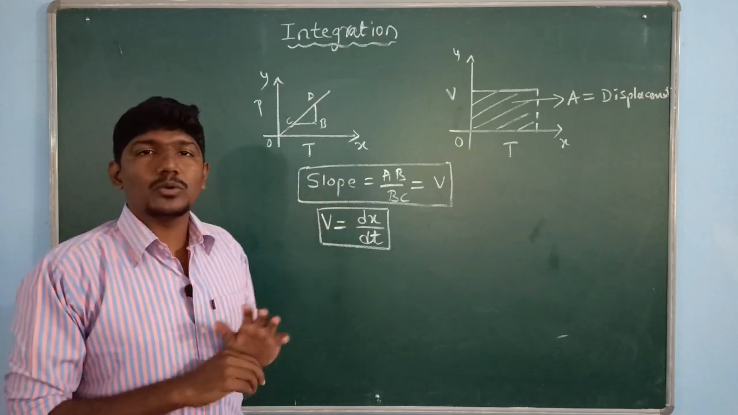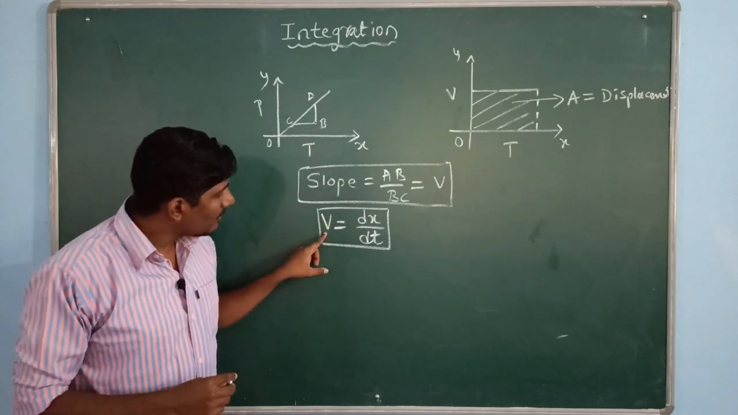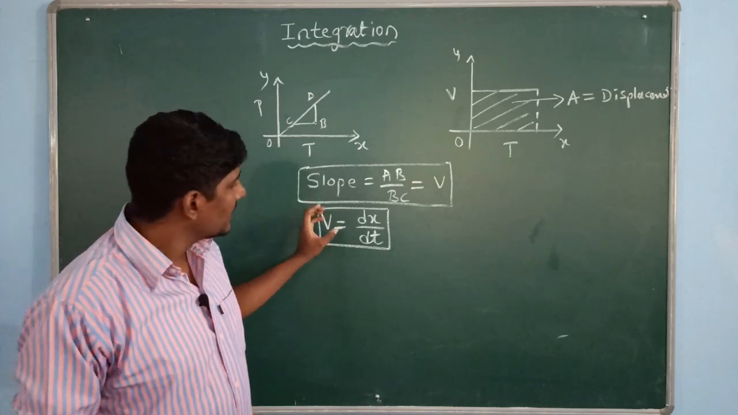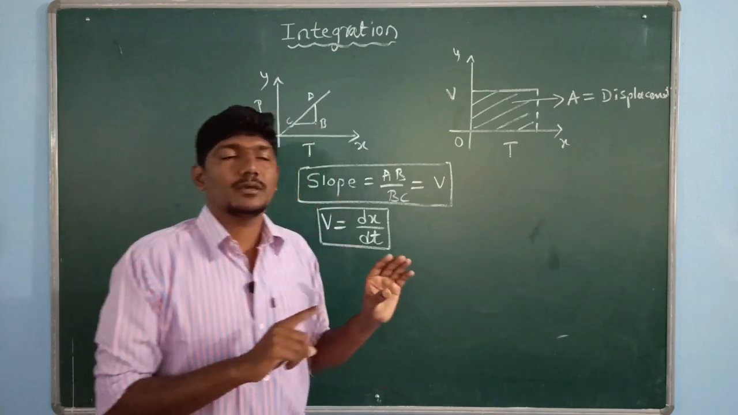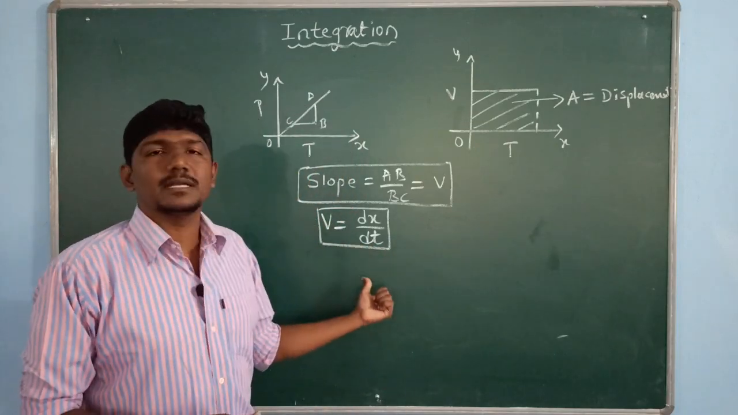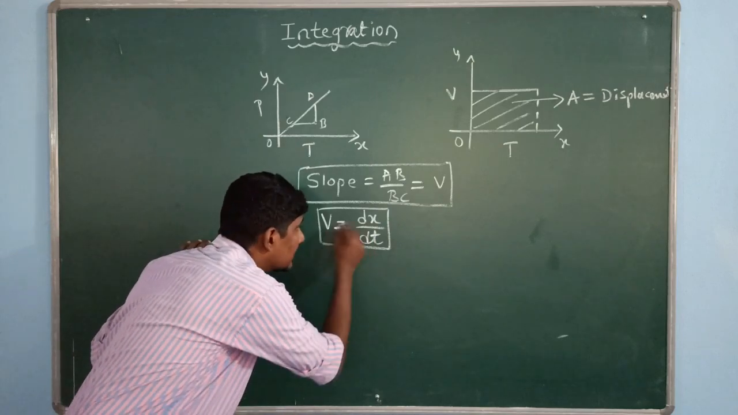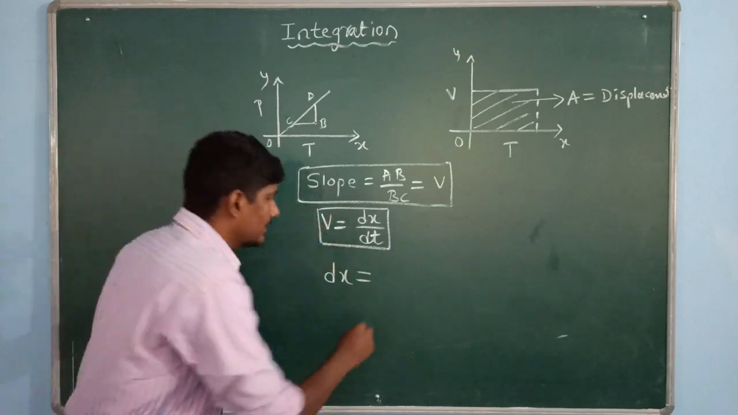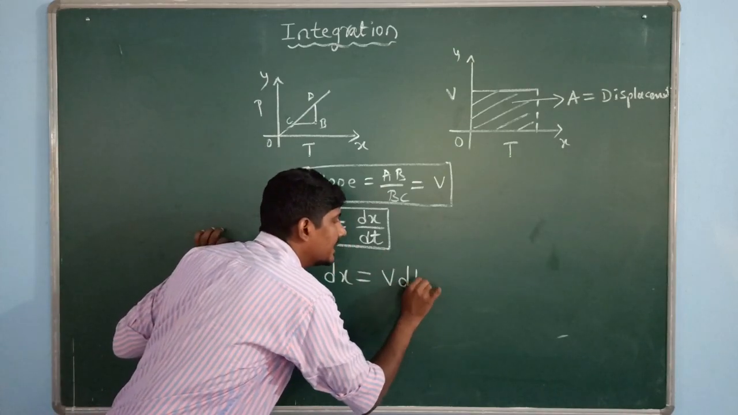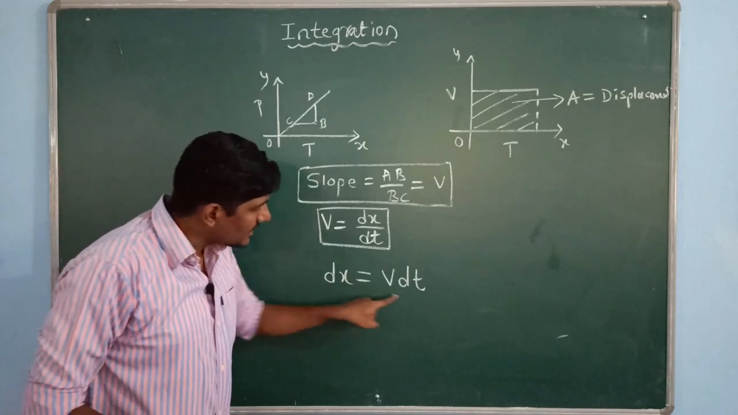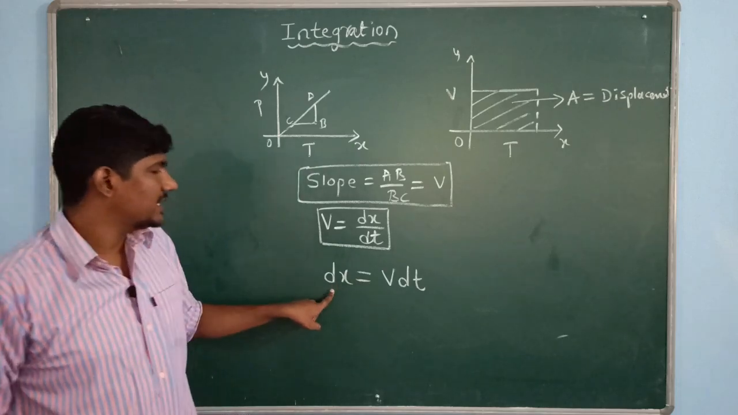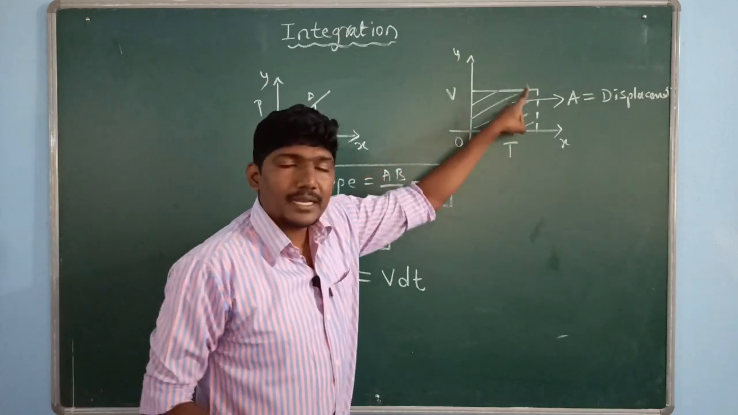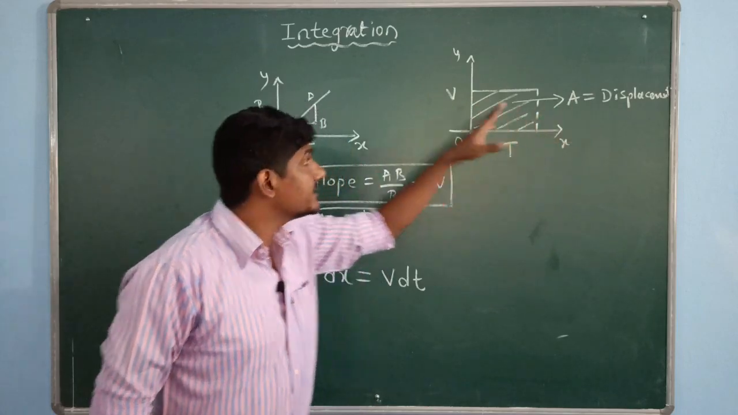So now mathematically, how to do that? For V you need to have the equation. Take that equation and differentiate, or take that equation and integrate. For example, here we can cross multiply and write dx equals V dt. Now you integrate this equation, you will get displacement. So from the graph, what can we say? The area under the VT graph is displacement. This is the graphical method.